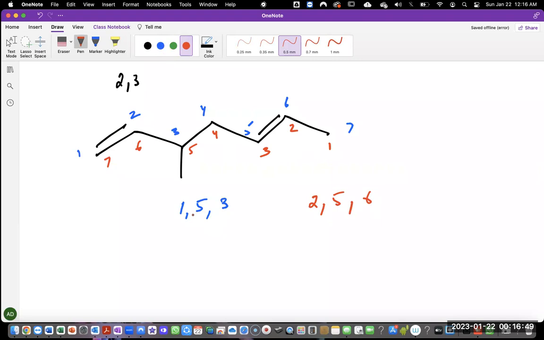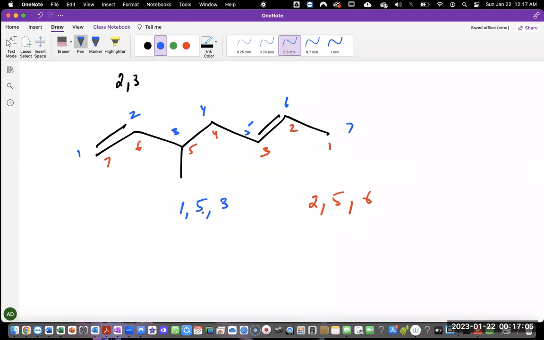So 256 versus 153. Definitely, we can tell that the blue numbering is better. 153 is the one we go with, because 153, of course, is smaller than 256. If you get confused with numbers like this, you can just add them up as well.